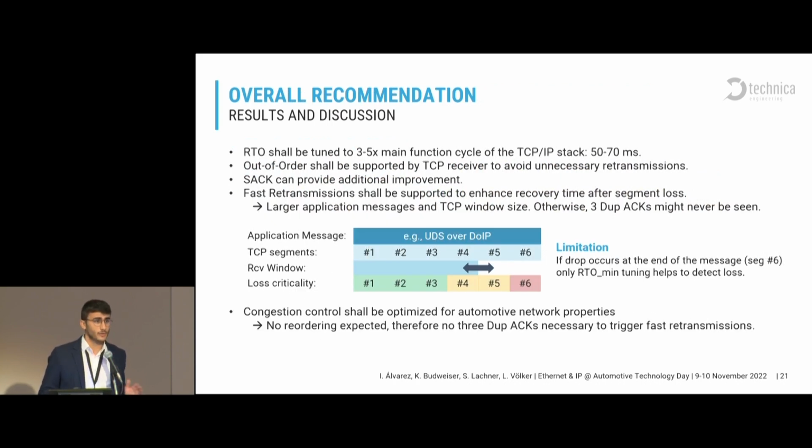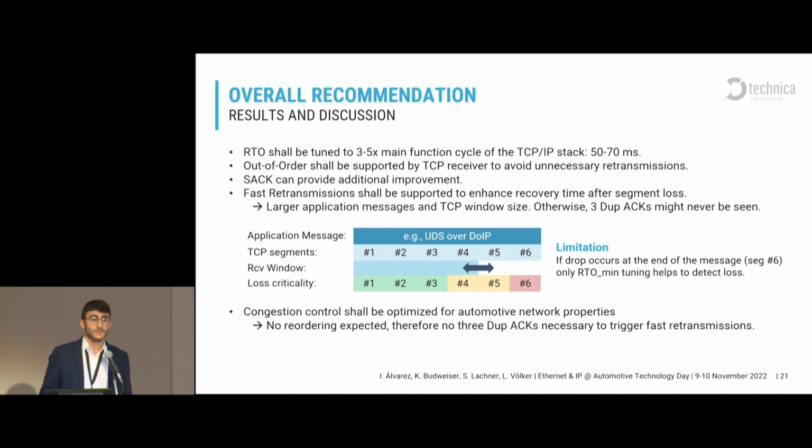So, having taken a look at all of these features, all of these things that improve our TCP stack, we can state an overall recommendation. First of all, we have to keep in mind that the retransmission timeout must always be kept larger than the round-trip time of TCP, but we can drastically reduce this value to meet the needs of the automotive networks. And we recommend to set this value to 3 or 5 times the typical main cycle for TCP. Then second, out-of-order reception should be supported on the receiver side in order to avoid these unnecessary retransmissions and lost chains.